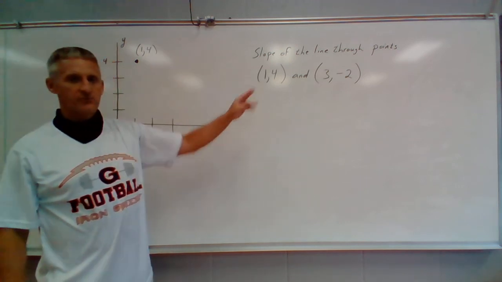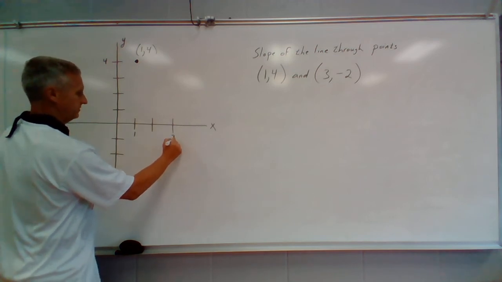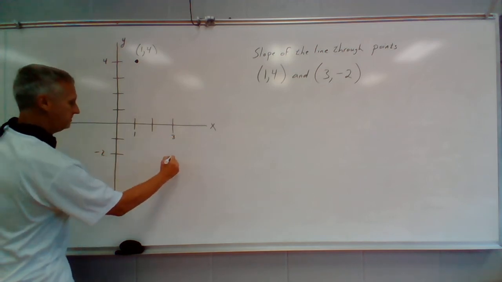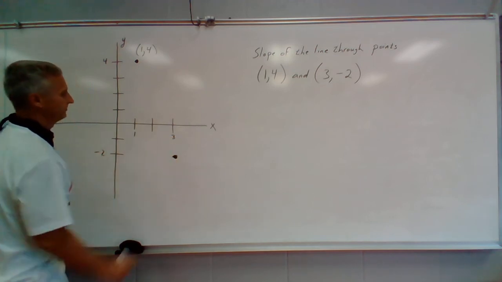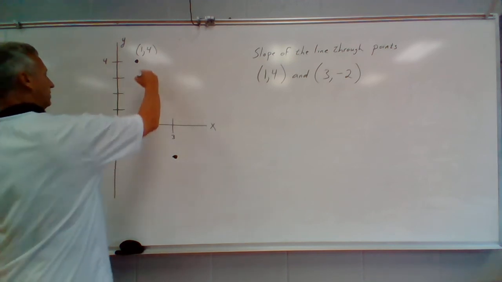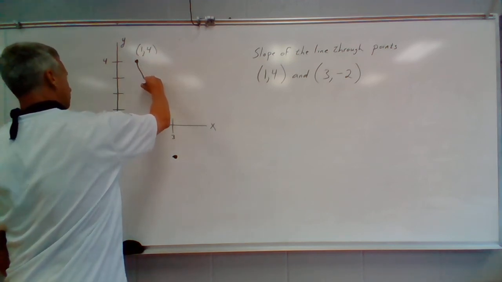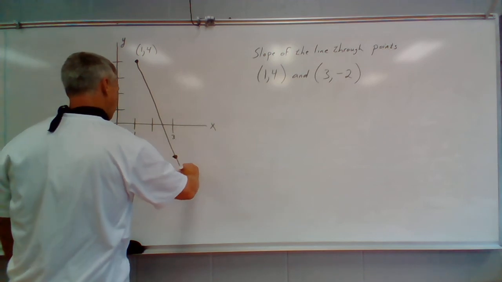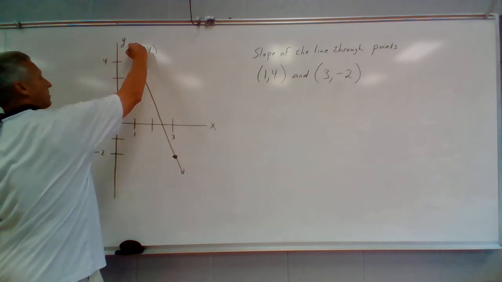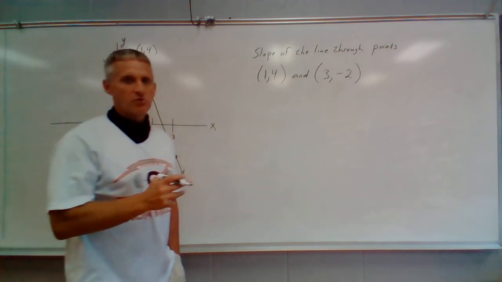And I've got the point (3, -2). There's 3. Here's negative 2. So I have this point. And we want a line that goes through those 2 points. We want to find the slope of this line.